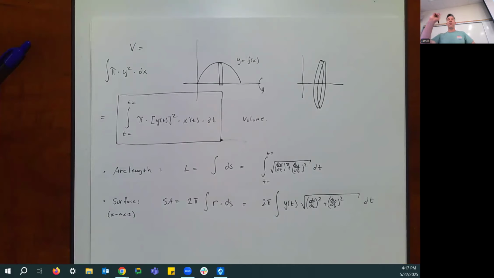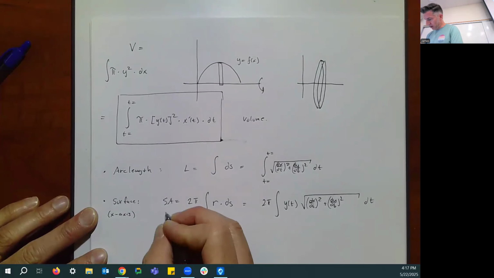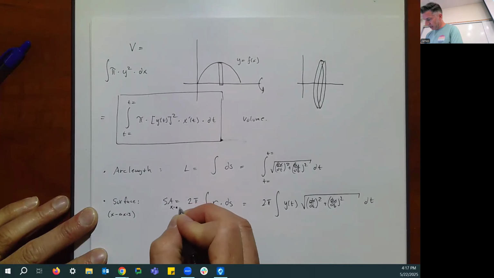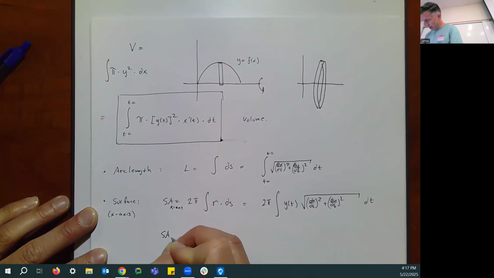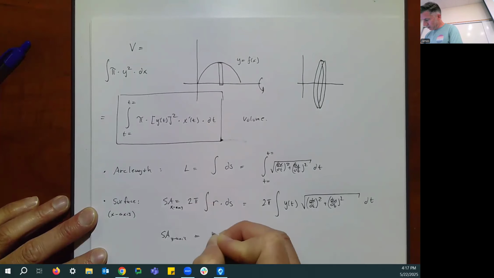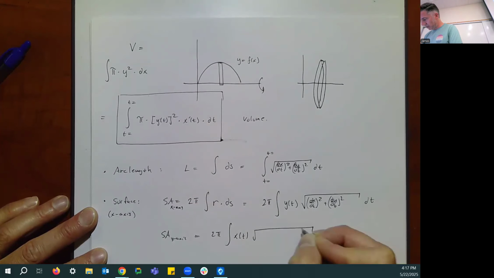If you were going around the y-axis, your radius would be x of t. So surface area around the x-axis is like this. Surface area around the y-axis is 2 pi times the integral of x of t times still the same ds.